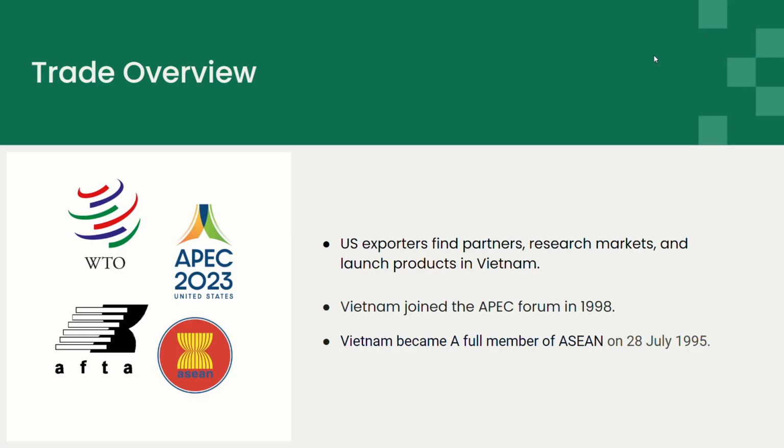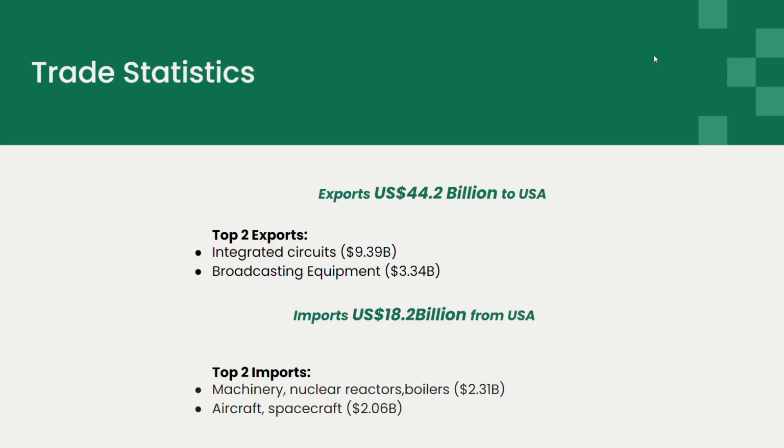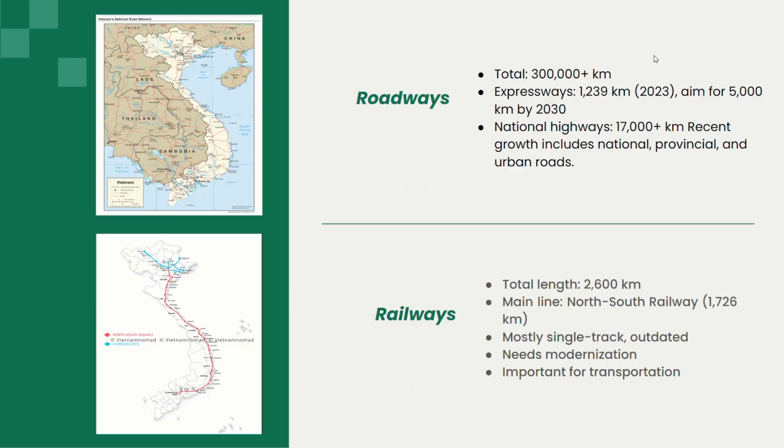Next is Vietnam's trade overview. Vietnam joined the APEC forum in 1998 and became a full member of ASEAN on 28th July 1995. Vietnam exports around 44.2 billion to the US, with top exports being integrated circuits and broadcasting equipment. If I talk about imports, it is around 18.2 billion US dollars from the US, mainly machinery products, nuclear reactors, boilers and aircraft.